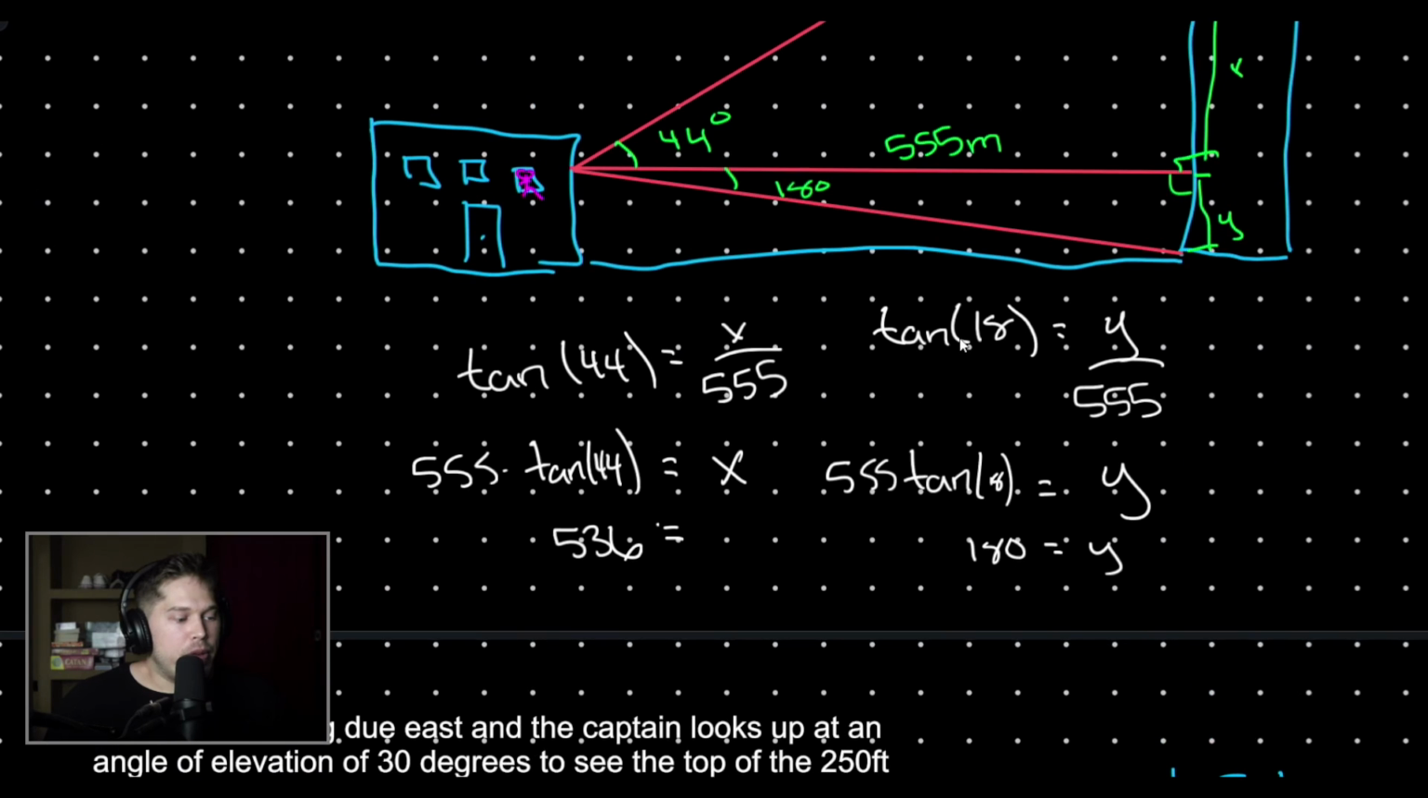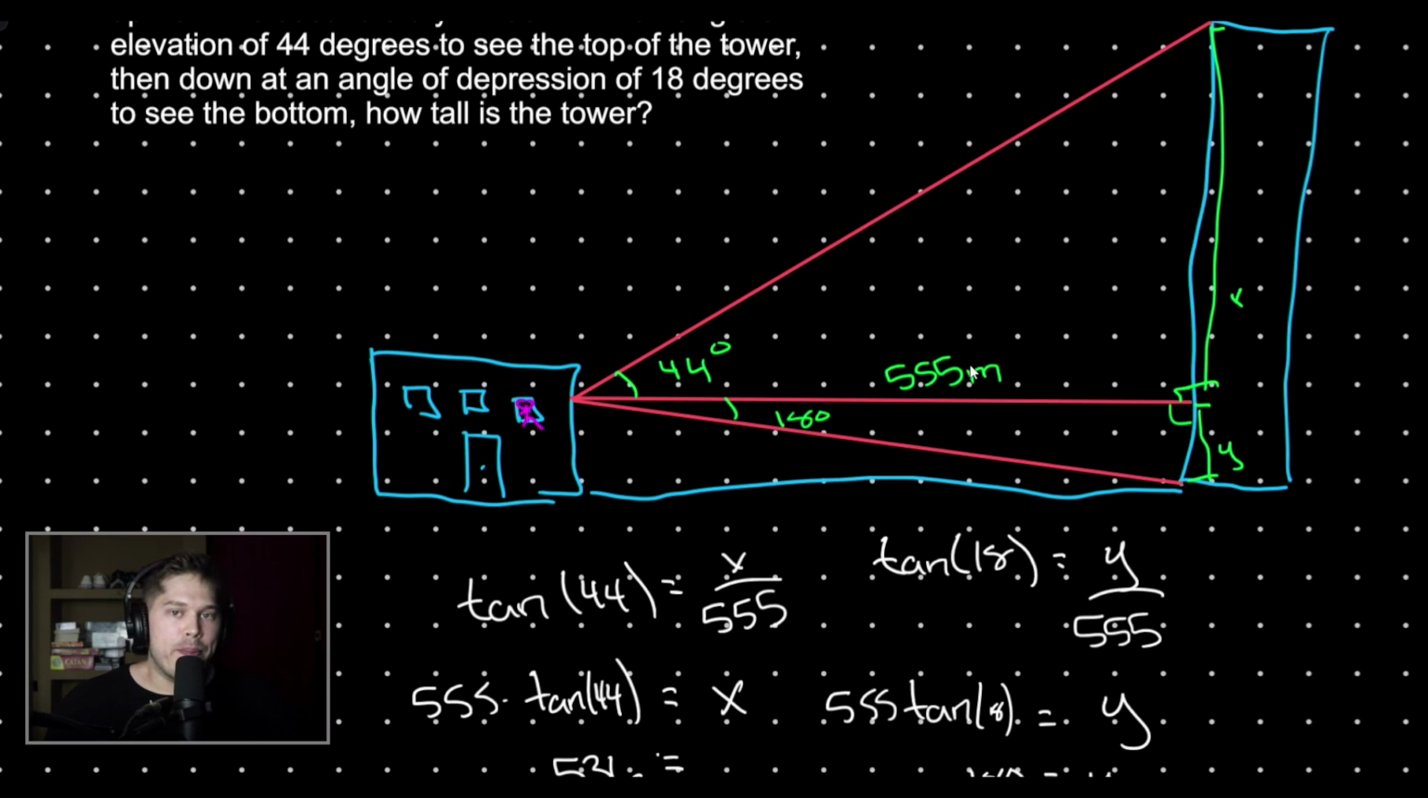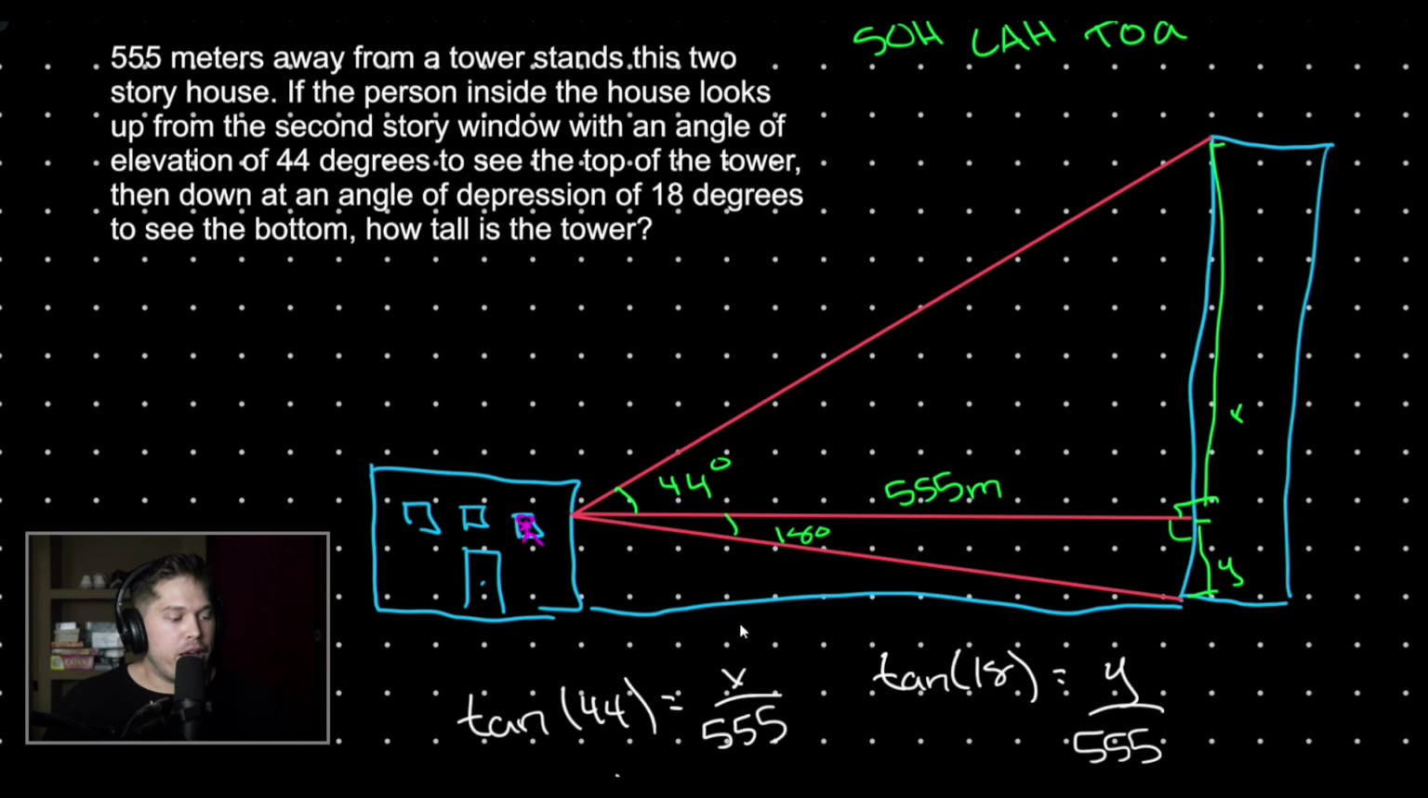Some of the things I've seen students miss the most is mislabeling the angle of depression. So remember that angle of depression is just the angle change when you look down. That's what angle of depression is.